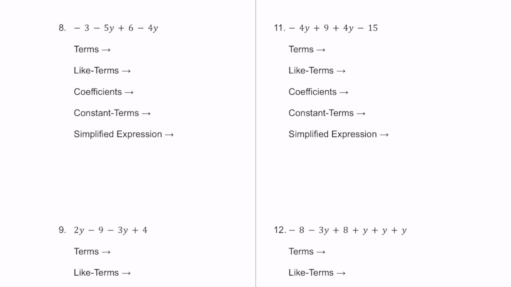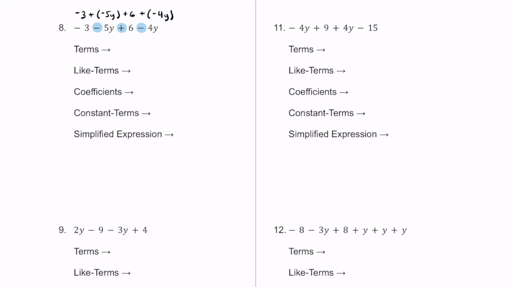For number 8, we have this expression of negative 3 minus 5y plus 6 minus 4y. So right off the bat, we like this plus sign. Let's go ahead and rewrite this minus and this minus over here. So we have negative 3. Instead of writing minus 5y, we can write plus the opposite of 5y, which is negative 5y. And then we have a plus 6. And instead of saying minus 4y, we can write plus a negative 4y.